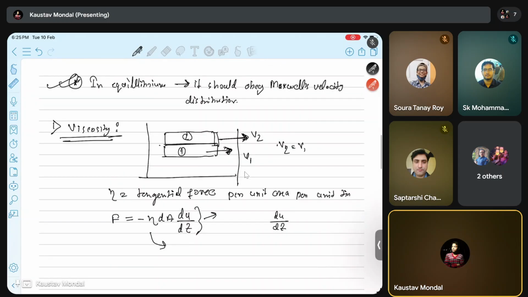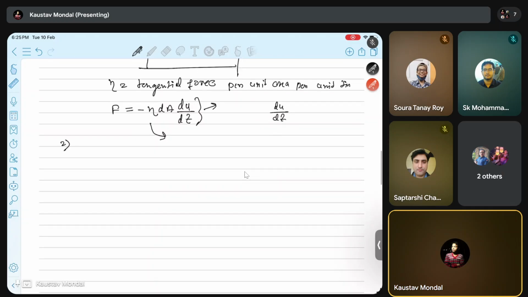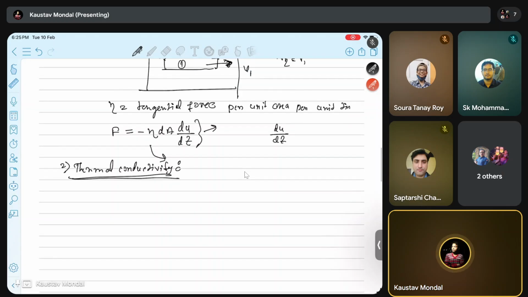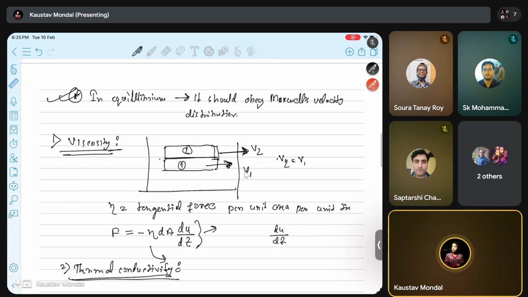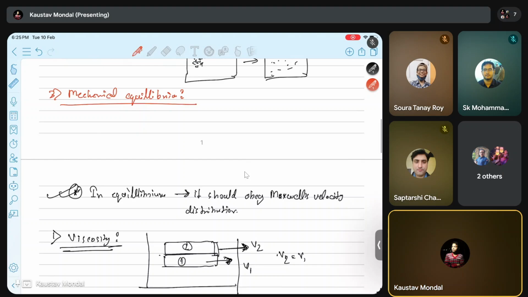Next is the thermal conductivity. The origin of the thermal conductivity is thermal equilibrium. In order to gain thermal equilibrium, the system shows this thermal conductivity.